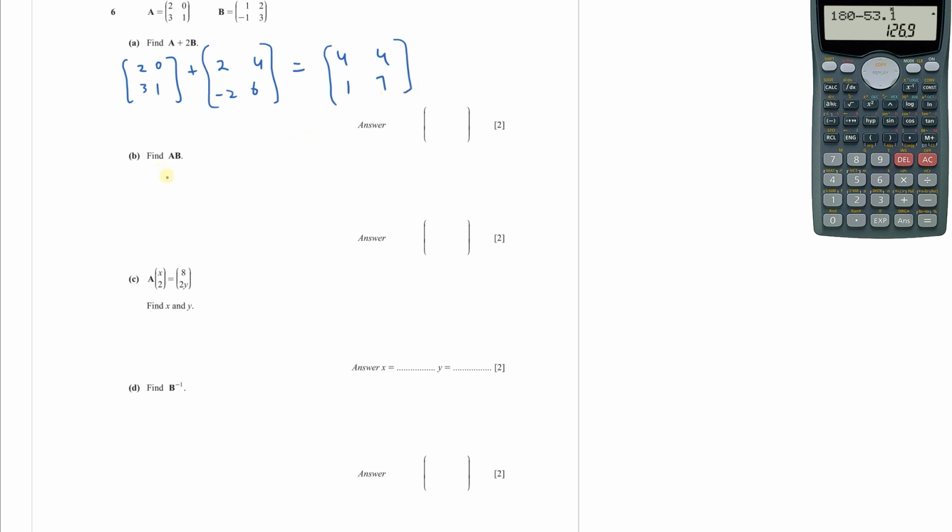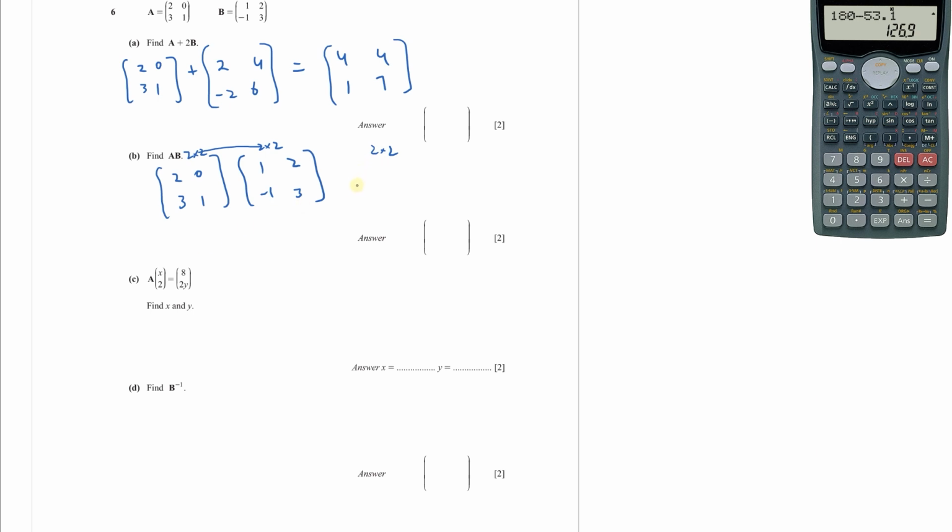Part B is find AB. So AB will be multiplying each other. So 2, 0, 3, 1 multiplied by 1, minus 1, 2, and 3. So this is a 2 by 2 matrix. This is also a 2 by 2 matrix. So the columns of the first matrix are equal to the rows of the second matrix. So these can be multiplied, and if you cancel these, the columns of the second and the rows of the first, you are left with 2 by 2. So your answer will also be a 2 by 2 matrix.